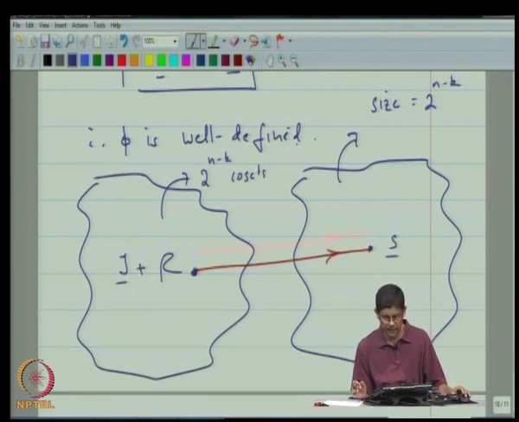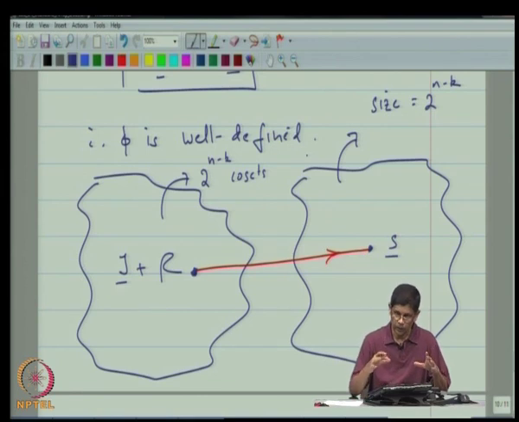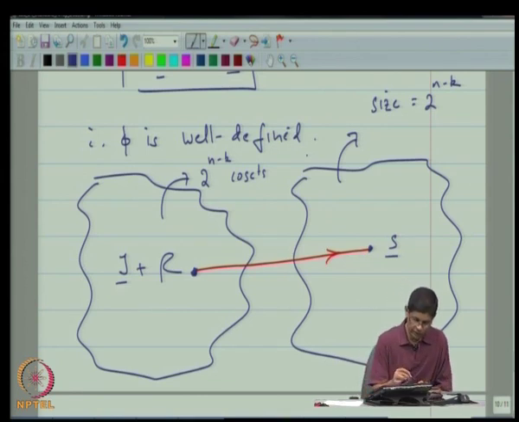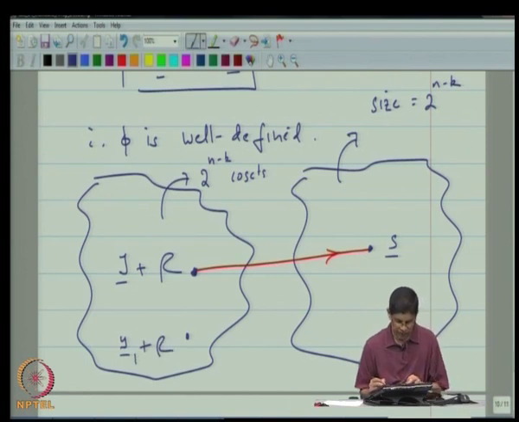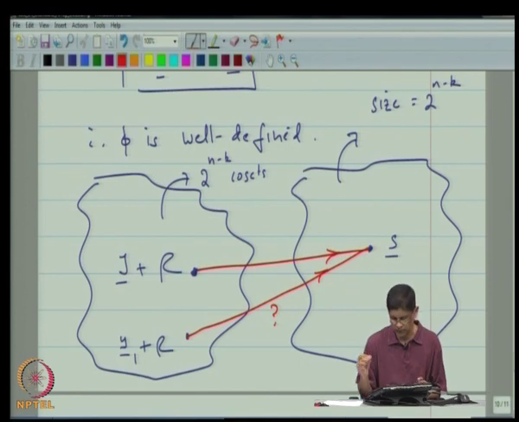So, you are actually looking at a mapping between two sets whose size is the same. So, the only issue now is: is this one to one, or is it possible that some other coset y1 plus c, which is a different coset, will also be mapped onto the same syndrome? Can this happen? So, let us put a question mark. As it turns out, it cannot. Okay.